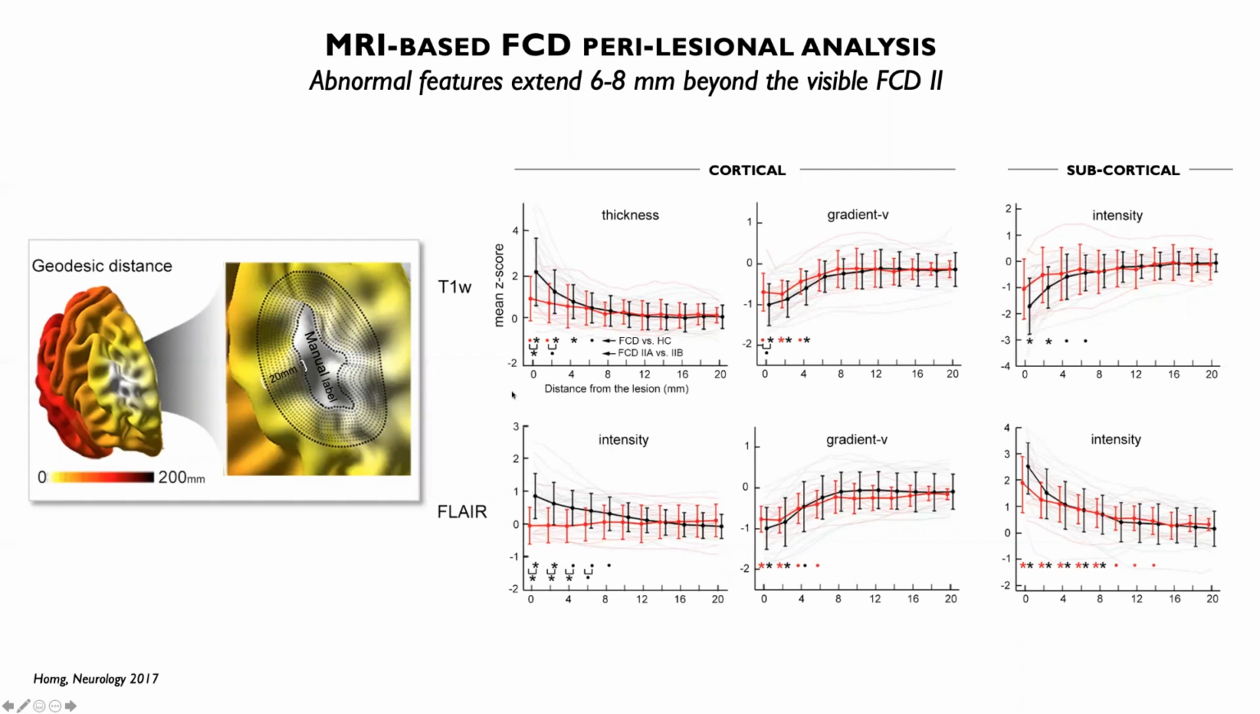As you can see, cortical thickening, blurring, and intensity changes extend beyond the visible lesion and are found at a distance of up to 8 millimeters in both the gray matter and the subcortical white matter. And this is both in FCD type 2B with balloon cells in red and 2A characterized only by dysmorphic neurons in black. So these results underline the limits of visual inspection, not only for determining the location of FCD lesions, but also to establish the margins of lesions with respect to the surrounding tissue.